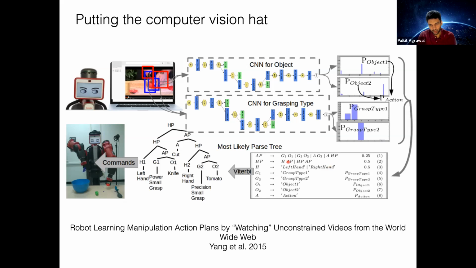So what we can now do is, given the objects and the kinds of manipulations we have, one could try to find a coherent description of what the task was, right? For example, the left hand performed a power grasp to hold the knife, and the right hand, using a particular kind of grasp, was holding a tomato.